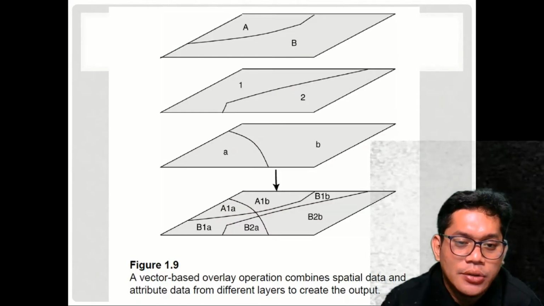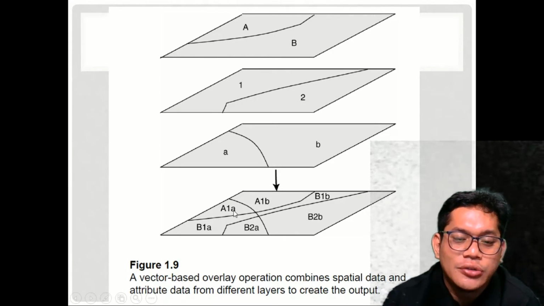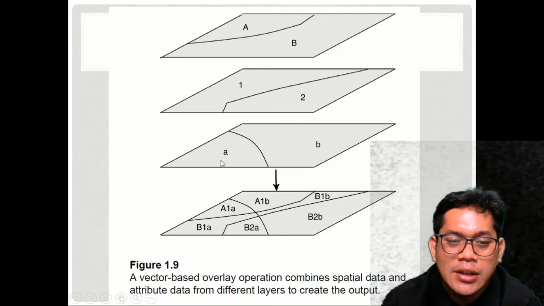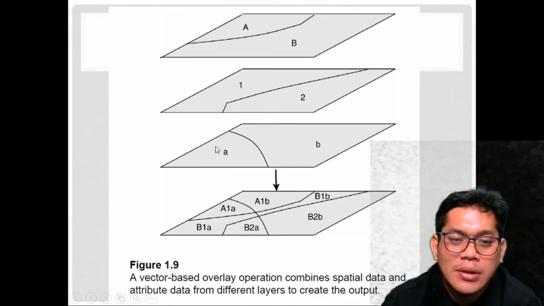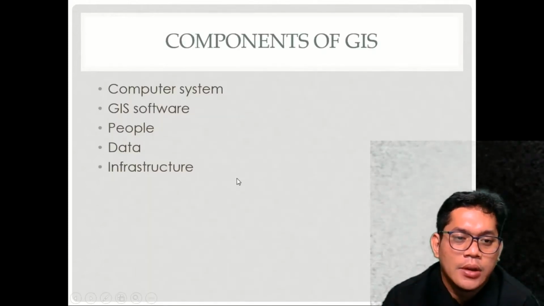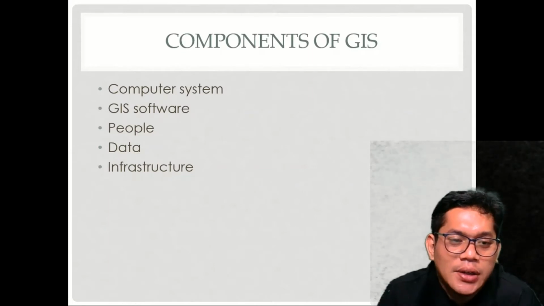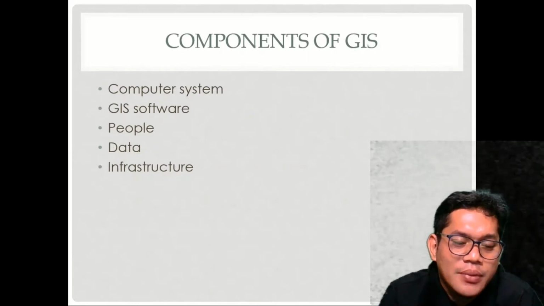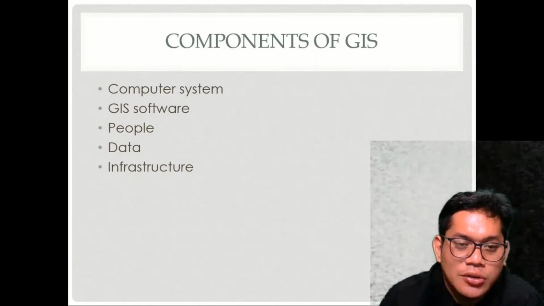Okay, so here is vector data. Basically, if we have different kinds of data being overlaid, it shows you information, and those data are kept within a table in every particular layer. So what are the components of the GIS? We have five: the computer system, the software, the people, data, and also the infrastructure.